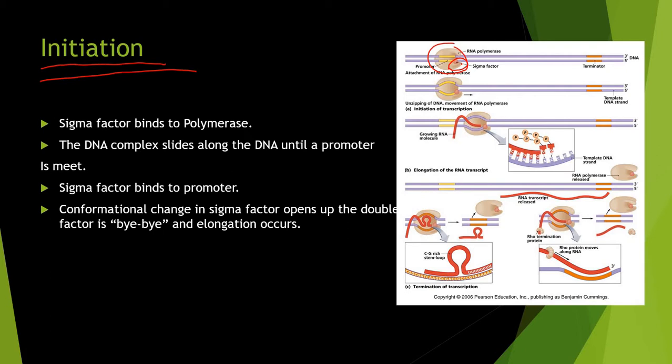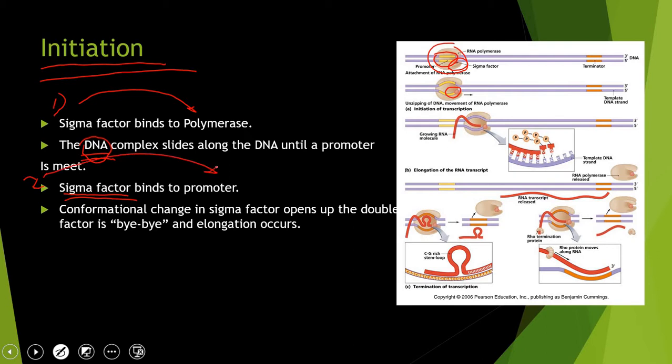And this whole complex, I put DNA complex, but it's supposed to be RNA complex, whatever. This polymerase slides along the DNA until a promoter is met, right? So that would be this yellow region here, right? So now, once that complex meets that promoter, the sigma factor is going to bind to the promoter, as we see in this step here. Okay? So first it binds to the polymerase. Then after that, once it reaches the promoter, it binds to the promoter, right? And why is this?